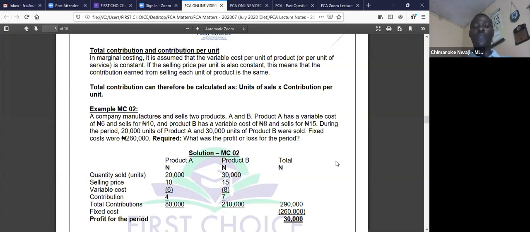So that is where we now use our totals because we want to deal with fixed costs. We don't deal with fixed costs in per unit. We deal with fixed costs in total terms. So we have to get the total contribution. Now, total contribution of 290 minus the total fixed cost of 260 gives you 30,000 naira profit. So that way you have shown that there is a profit of 30,000 naira.